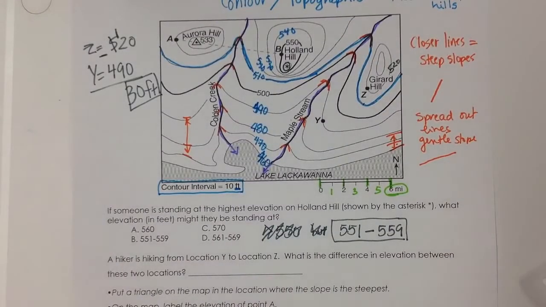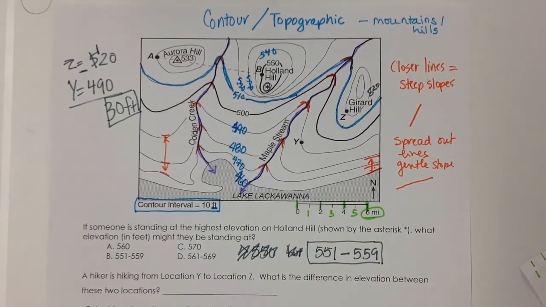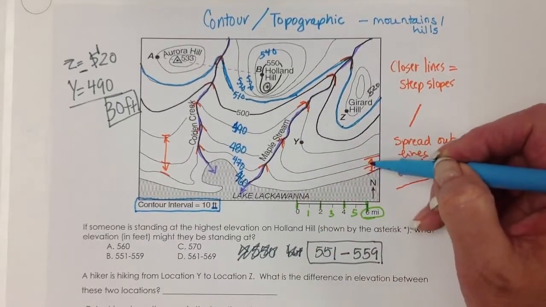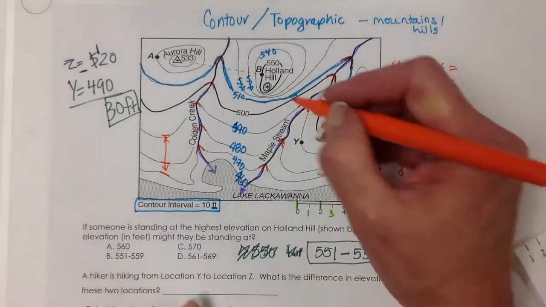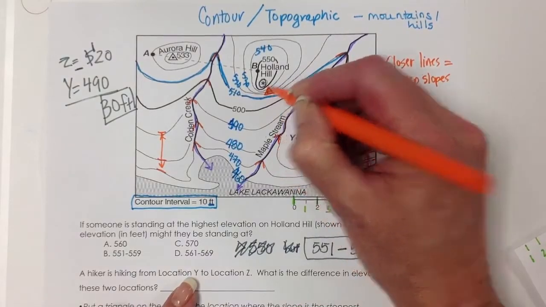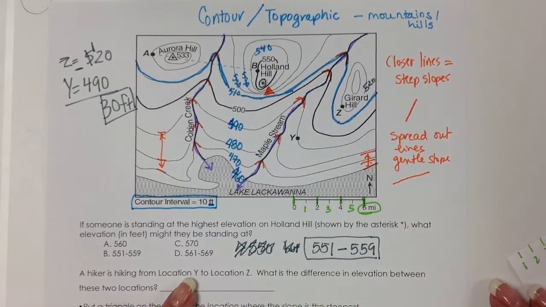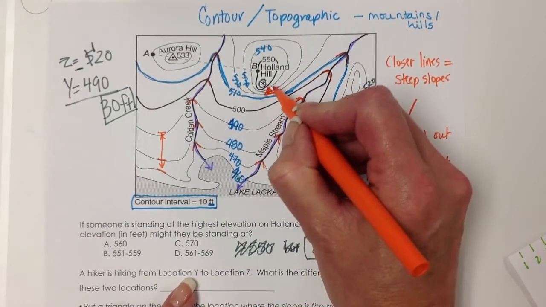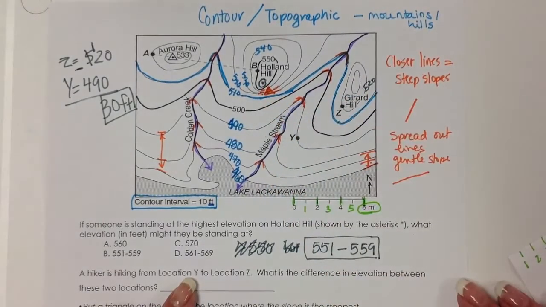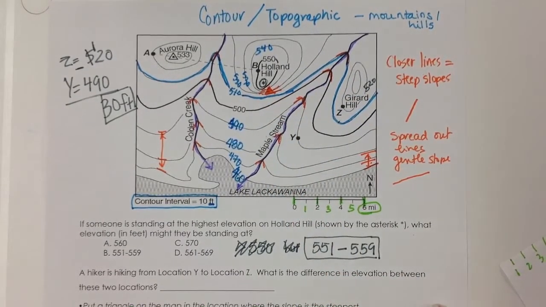All right, let's look at the next question. By the way, this is straight out of your packet. If you want to follow along, this is in the reporting category 3 packet. It says put a triangle on the map in the location where the slope is the steepest. If you look really carefully, right in here, there are really close lines. This is the steepest area right there. Those close lines are way close. So if you're climbing up here to this peak, you are pretty much rock climbing. You are going straight up almost.